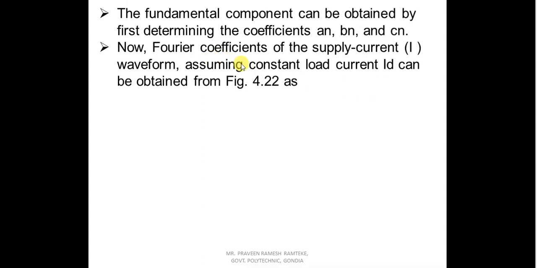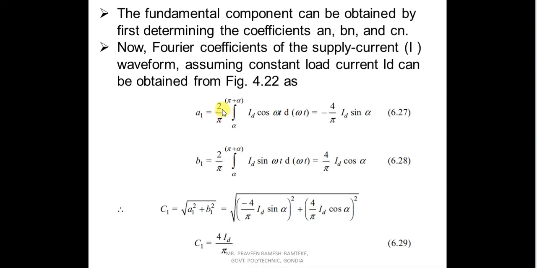Now the Fourier coefficients of the supply current i, from the figures which you have previously studied, are given by A1 equals 2 by pi times the integration from alpha to pi plus alpha of Id cos omega t d omega t, which equals minus 4 by pi Id sin alpha. B1 equals 4 by pi Id cos alpha. So coefficient C1 equals the square root of A1 square plus B1 square, which equals 4 Id by pi.